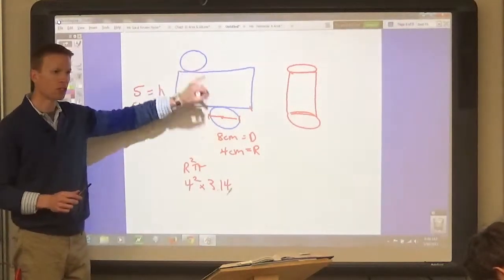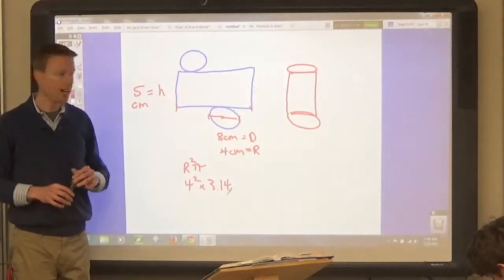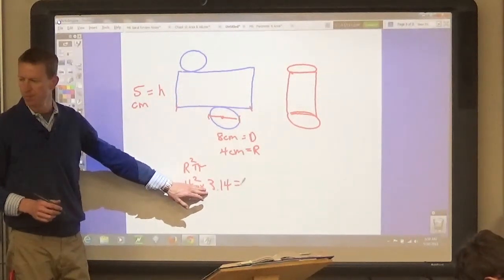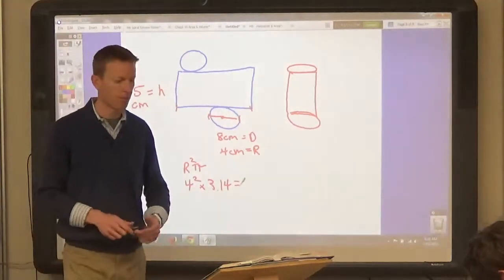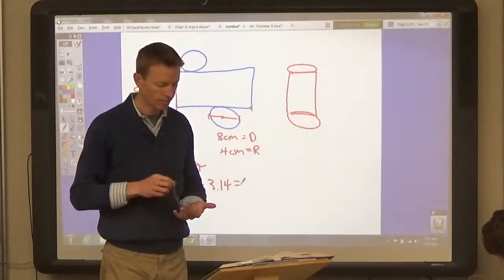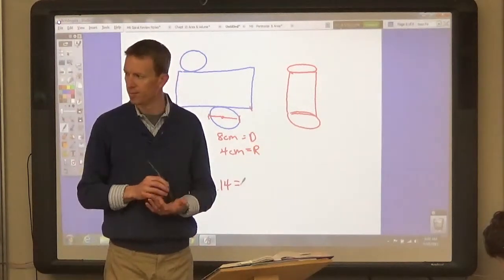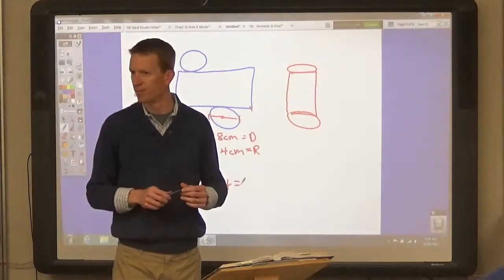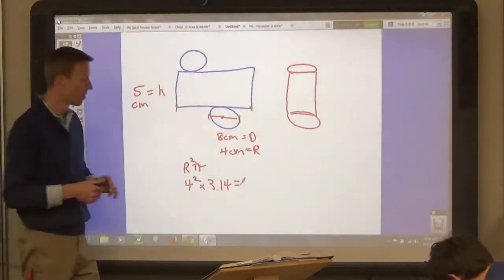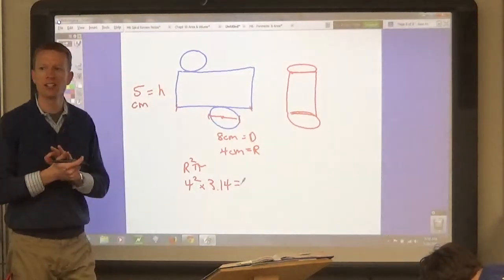Then, if we have 2 equal circles, what can we do to get the area of both of them? Multiply this by 2. So what's the area of this first? Pull out your calculator. 3.14 times 4 squared. 50.2654. All right, let's round it to the nearest tenth.